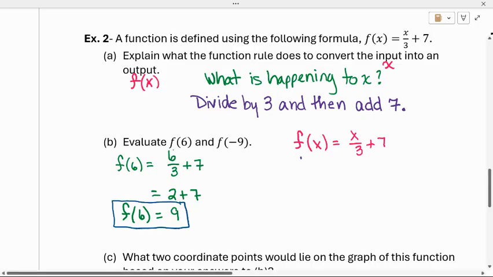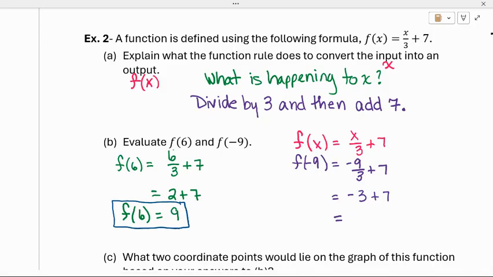So now let's evaluate f of negative 9. So f of negative 9 equals, remember I'm replacing the x with a negative 9. So negative 9 divided by 3 plus 7. What is negative 9 divided by 3? That is negative 3. So negative 3 plus 7 is? Negative 10. Negative 3 plus 7 is what? No, it's positive 4, right? Good job.